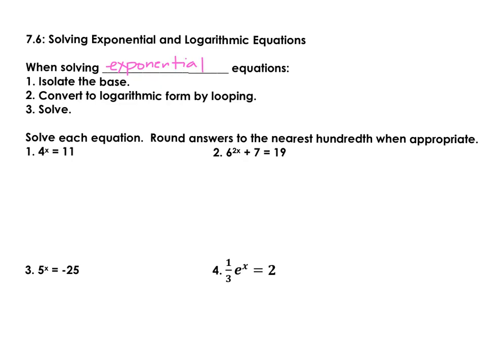We want to isolate our base, and remember the base is whatever part has the exponent. Sometimes we may need to move things over by adding, subtracting, multiplying, or dividing. Then we're going to take our exponential equation and convert it to logarithmic form by looping. Once we have it in logarithmic form, we're going to solve by applying the change of base rule.